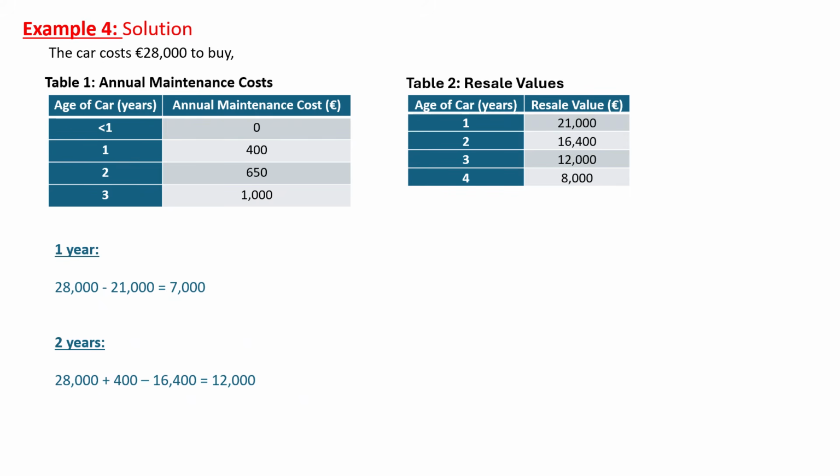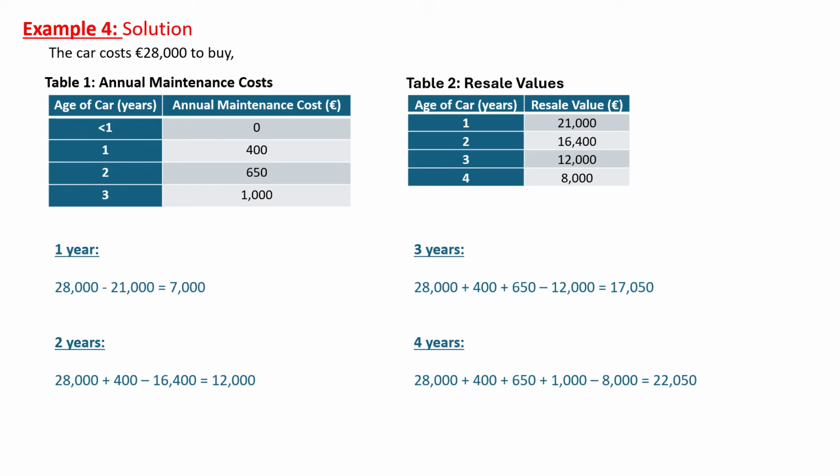If I buy a car and keep it for 2 years, it costs me 28,000 to buy, but then in the second year, when it's a year old, I have to pay my 400 for maintenance, minus the resale cost, which is 16,400. So it costs me 12,000 overall if I own a car for 2 years. For 3 years, it is 28,000 plus 400 for the costs in the second year and 650 for the costs in the third year, minus 12,000, which is the resale value of a 3-year-old car, and that gives us 17,050.